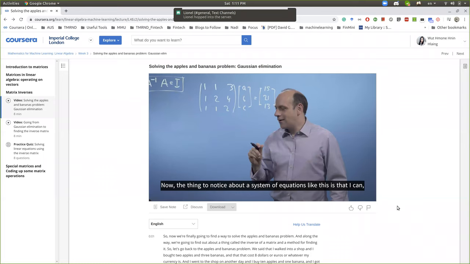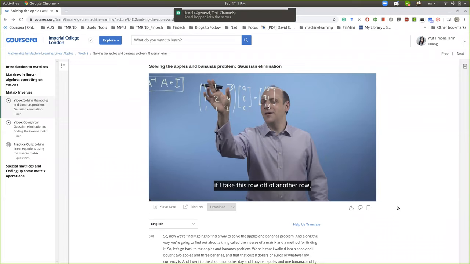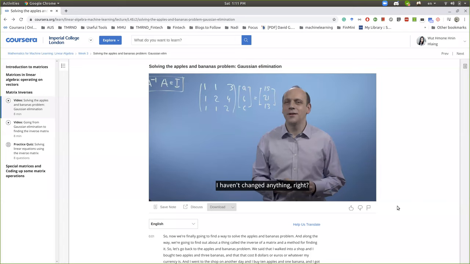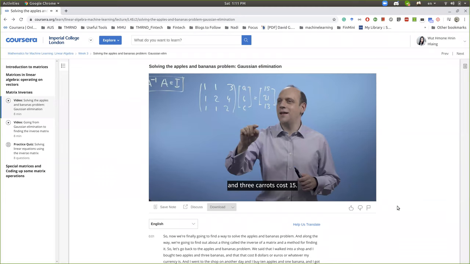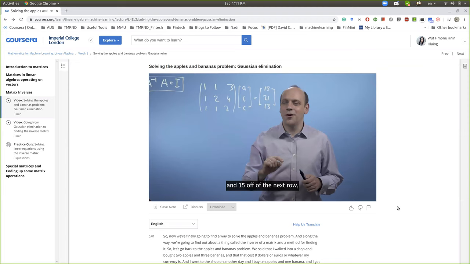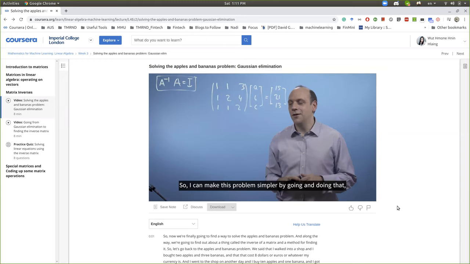Now, the thing to notice about a system of equations like this is that if I take one row off of another row, I haven't changed anything, right? So I know that an apple, a banana, and 3 carrots cost 15. So if I take an apple, a banana, and 3 carrots and 15 off of the next row, I haven't changed anything really about that row. The same for the third row. So I can make this problem simpler by doing that. That's sort of a process of elimination.